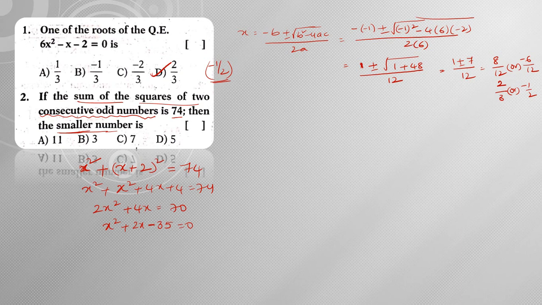Now let us see what the value is, right? When I substitute 5, what am I going to get? 5 square is 25 plus 2 5s are 10 minus 35. So this is equal to 0. Hence the answer is D, which is nothing but 5.